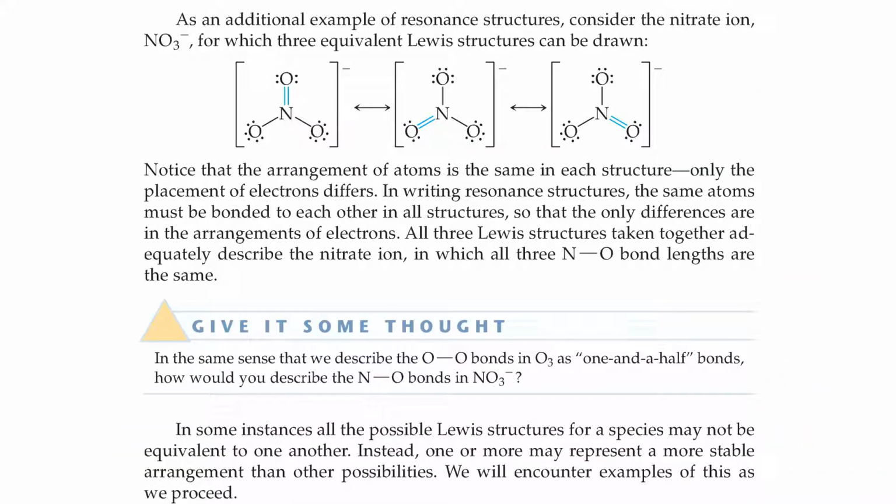As an additional example of resonance structures, consider the nitrate ion, NO3-, for which three equivalent Lewis structures can be drawn. Notice the arrangement of atoms is the same in each structure; only the placement of electrons differs. In writing resonance structures, the same atoms must be bonded together in all structures so that the only differences are in the arrangement of electrons. All three Lewis structures taken together adequately describe the nitrate ion, in which all three nitrogen-oxygen bond lengths are the same.